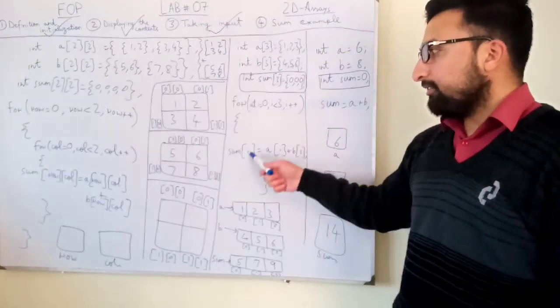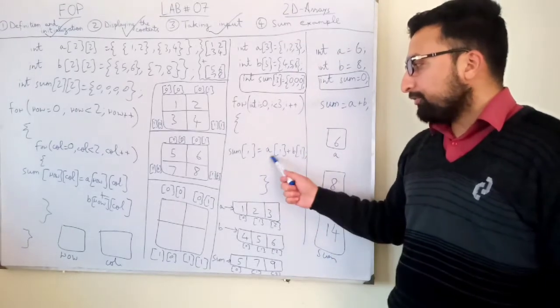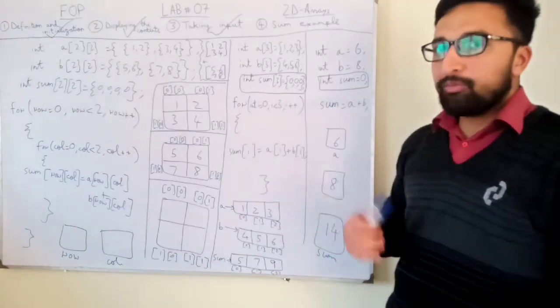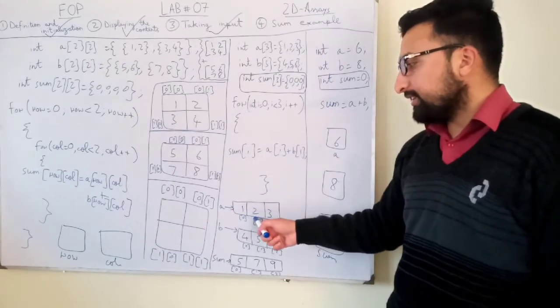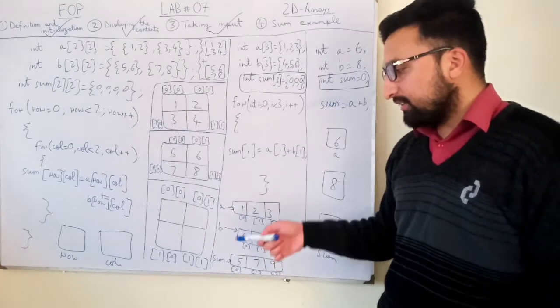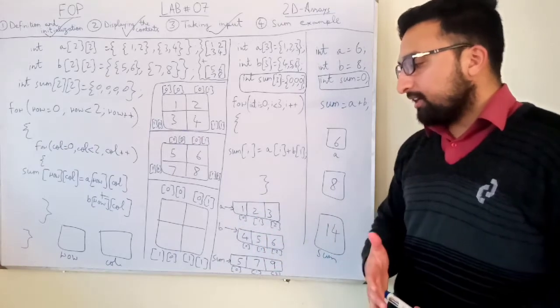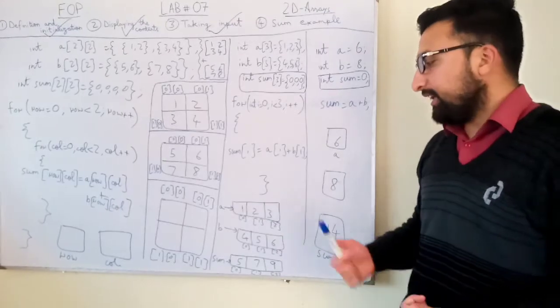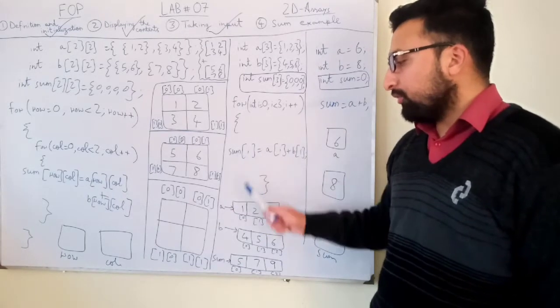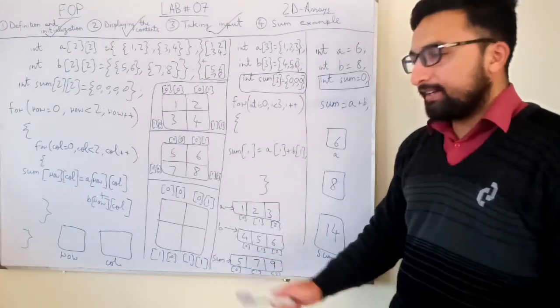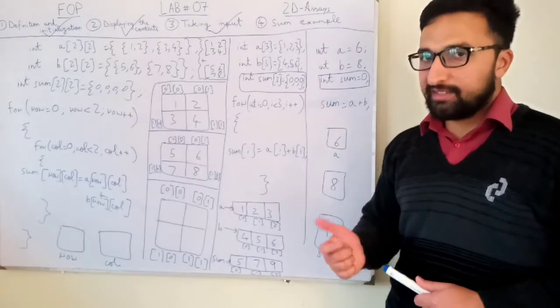Secondly, it will go back, I will become 1 now. A of 1 plus B of 1, the second element of A array and the second element of B array that were indexed through 1 will get added and will get stored in the sum of 1 element of the array sum.